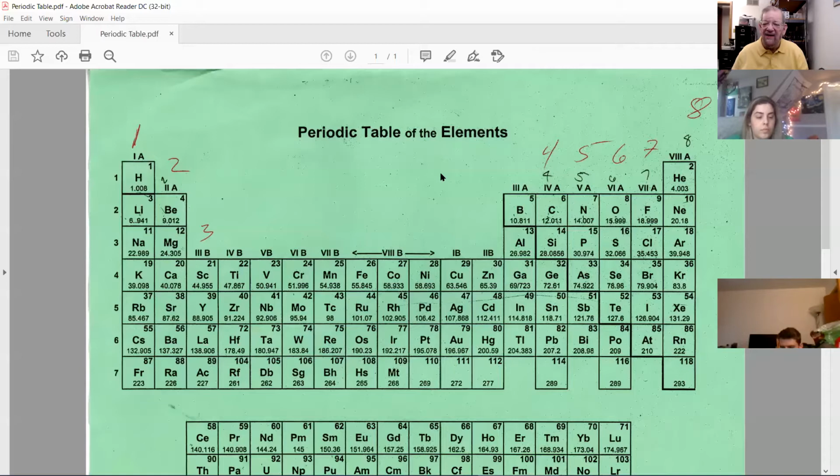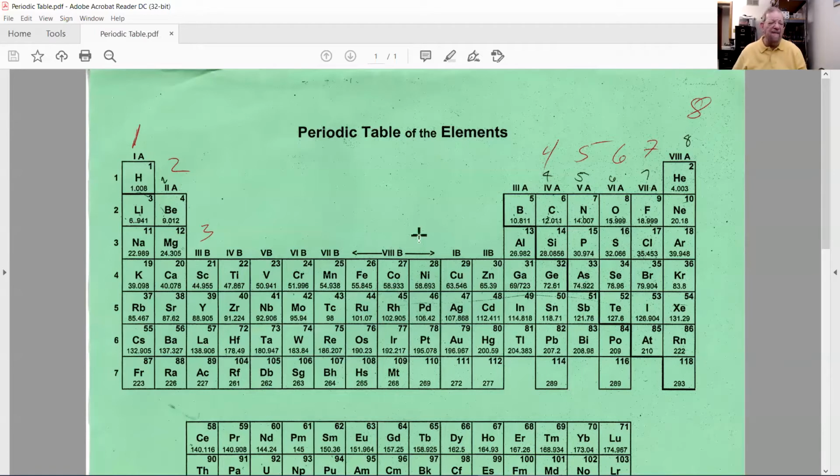Now, does everybody see the periodic table on the screen? Thumbs up. Thank you, thumbs up, people. Now, this is the one you'll be using for the test.